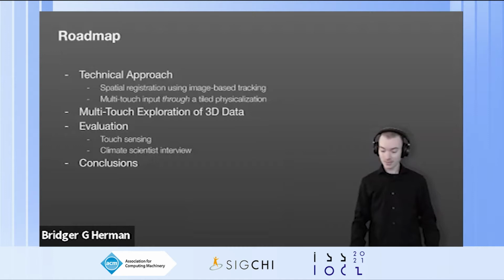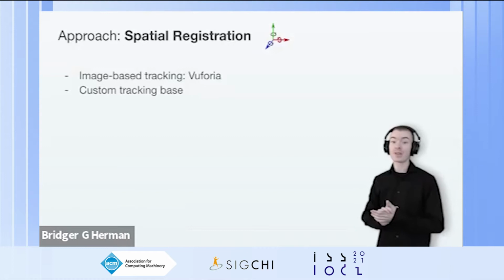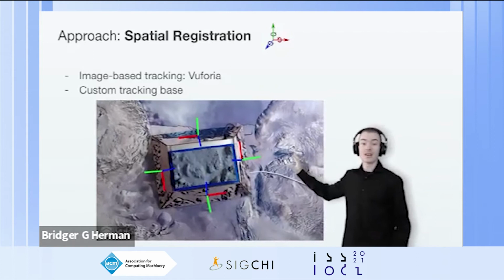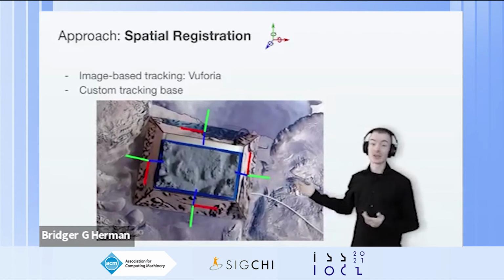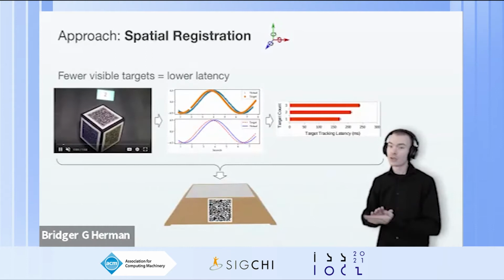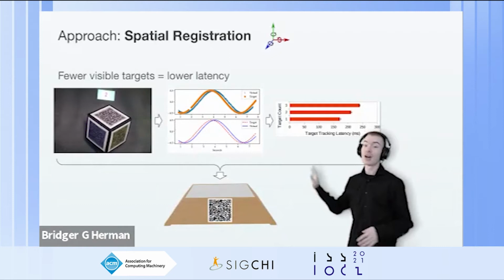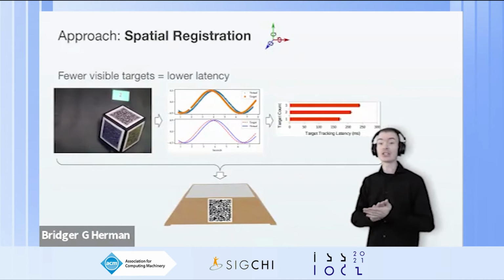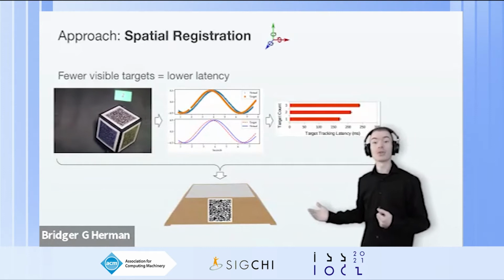To solve our registration challenge, we use the Vuforia image tracking toolkit and a custom truncated pyramid display. So here we can see four image targets that are tracked. Their axes are shown in red, green, and blue. This truncated pyramid design was informed by initial latency trials of an oscillating image target, and we determined that the latency increases for each added visible target. So the tracking base makes sure that there are only one or two visible targets during the overview and details viewing of the visualization.